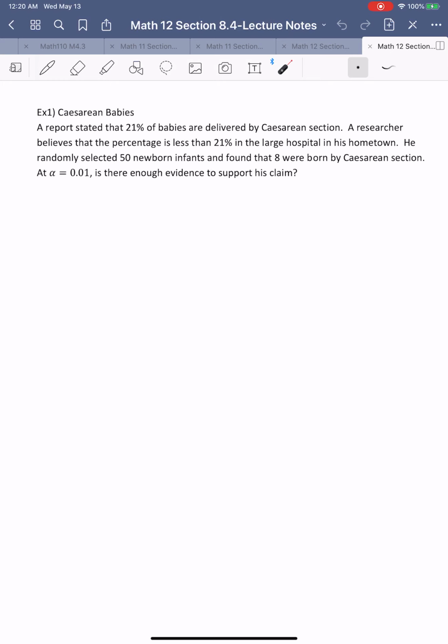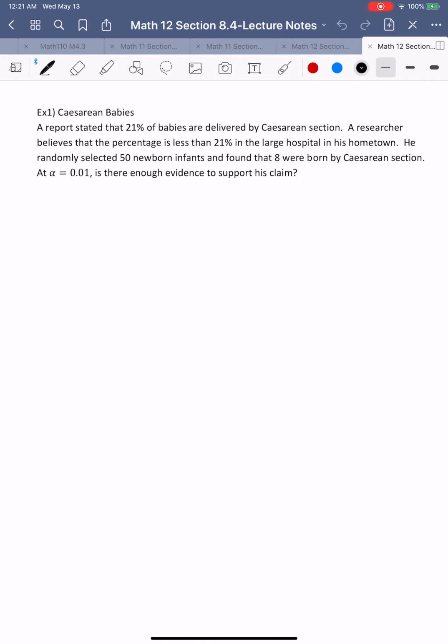Cesarean babies. A report states that 21% of babies are delivered by cesarean section. A researcher believes that the percentage is less than 21% in a large hospital in his hometown. He randomly selected 50 newborn infants and found that 8 were born by cesarean section. At alpha equal to 0.01, is there enough evidence to support his claim?